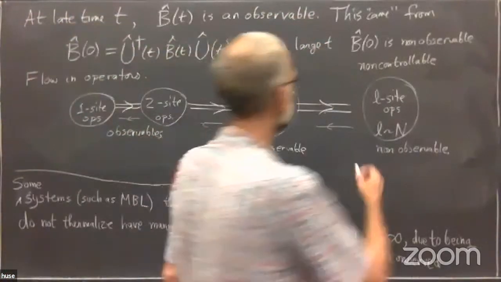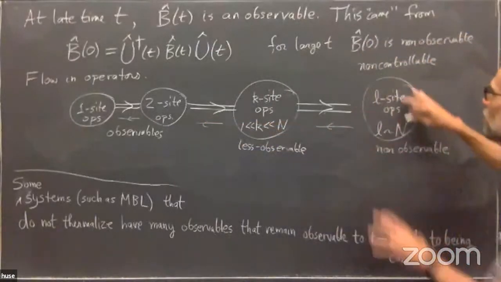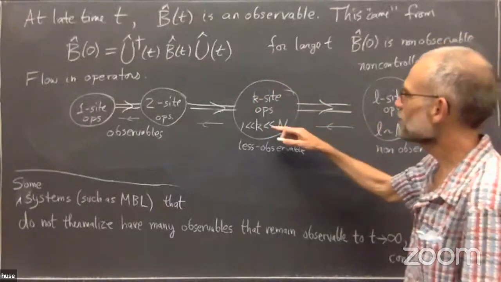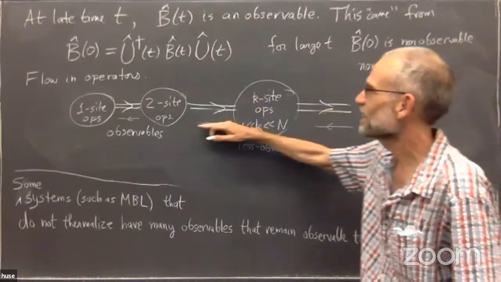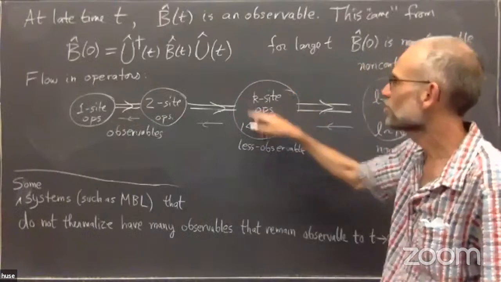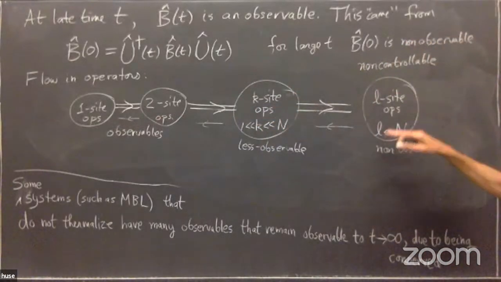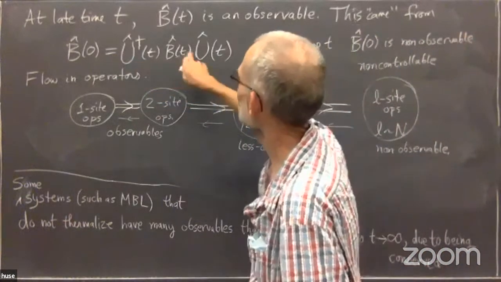And then there's a very weak flow coming backwards. There are very special operators over here that under time evolution, a very small number of these guys will actually get simpler and become more observable. But it's a very small number of these and an exponentially small number of these. And so there's this very weak flow going the other way. And that's these guys, right?